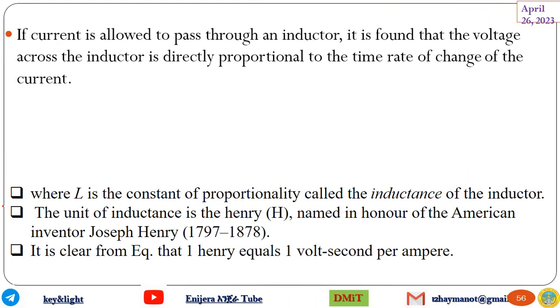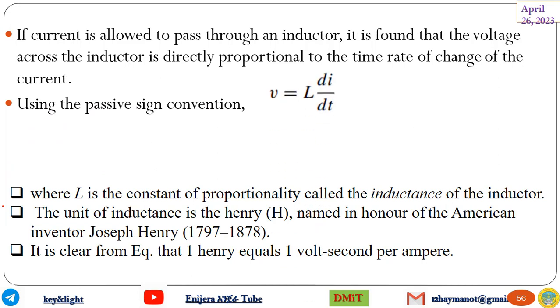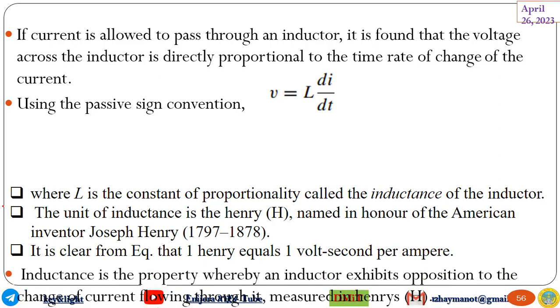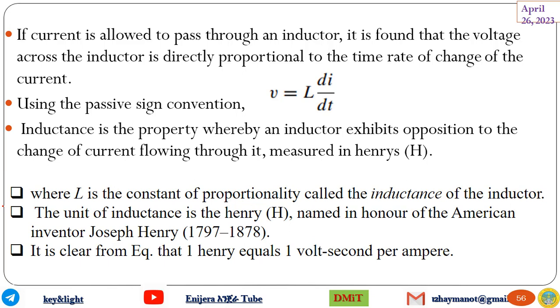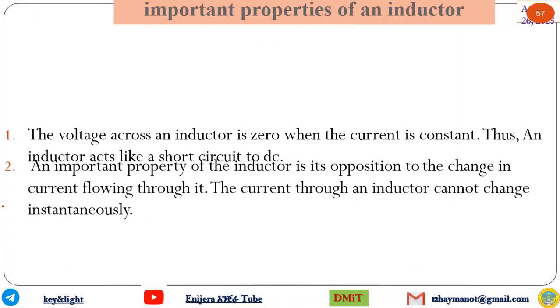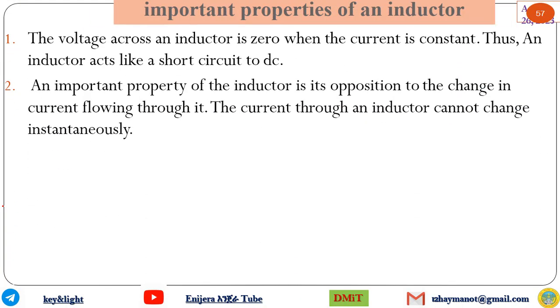If a current were to pass through the inductor, it's found that the voltage across the inductor is directly proportional to the time rate of change of current, L di by dt. For the capacitor, I is equal to C dV by dt. For the inductor, V is equal to L di by dt. So inductance is a property whereby an inductor exhibits opposition to the change of current flowing through it, measured in Henry. There is an important property of inductor. Look, each element has its unique characteristics.